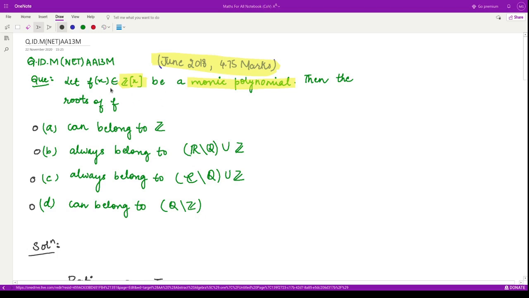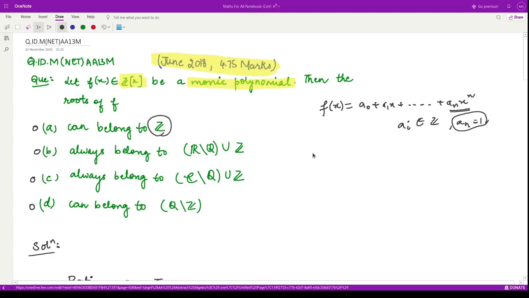So now we are given some polynomial. Say this is the given polynomial f equal to a0 plus a1x plus up to anx^n, where these coefficients ai belong to Z. This is given to us, and also we are given that an is equal to 1, because the polynomial is monic, the leading coefficient is 1. So now they are asking, can the roots belong to the set of integers?